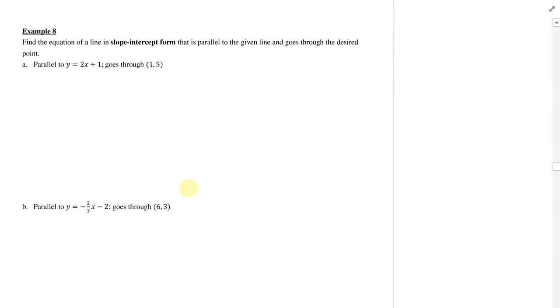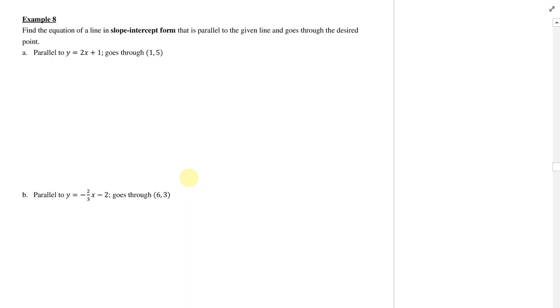So looking here at example 8, I want to get a bunch of lines in slope-intercept form that are parallel to the given line and go through the desired point. Starting with A, looking at my 2x, the m that I have and need will be 2. So now look what I've got. I've got my slope, I've got my point. So now I can use either form of the line. I'll use the mx plus b form now, and I can plug in this information.